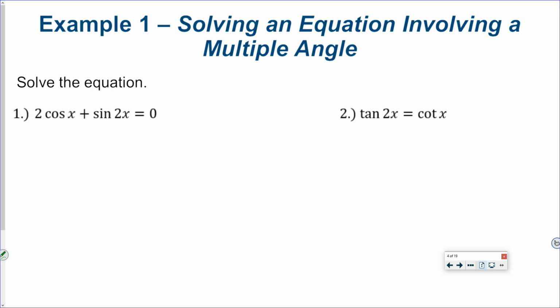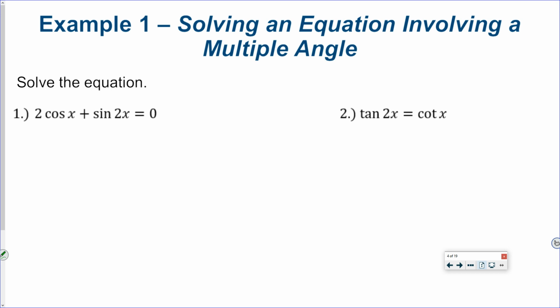So we have solved equations with multiple angles using identities before. But now since we have these double angle identities, there's an easier way to do this, especially when I have something in terms of two different trig functions. Looking at this one right here, I have 2 cosine of x plus a sine of 2x. I'm trying to think of identities I could use. I don't see anything being squared.